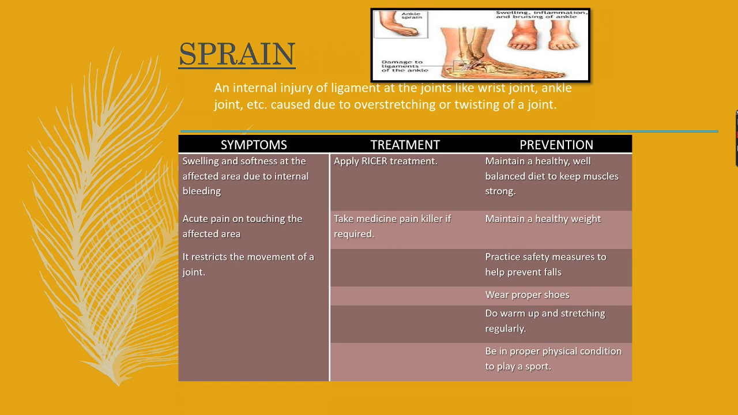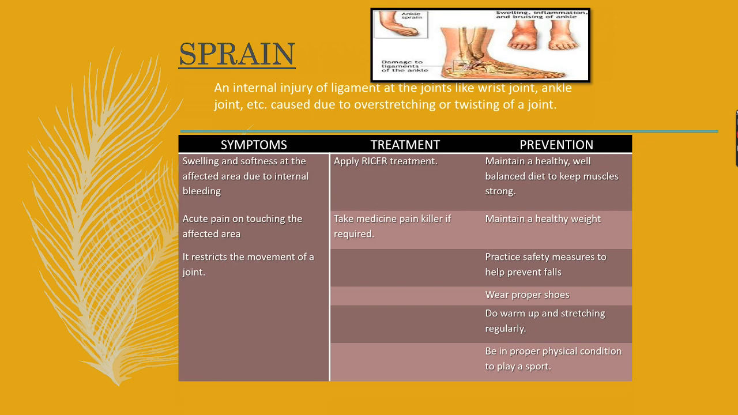Apply RICER treatment. Maintain a healthy, well-balanced diet to keep muscles strong. Acute pain on touching the affected area. Take medicine, painkiller if required. Maintain a healthy weight. It restricts the movement of a joint. Practice safety measures to help prevent falls. Wear proper shoes. Do warm-up and stretching regularly. Be in proper physical condition to play a sport.